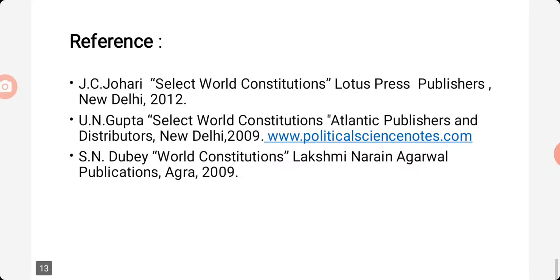References: J.C. Johari's Select World Constitutions, Lotus Press Publishers, New Delhi 2012. U.N. Gupta's Select World Constitutions, Atlantic Publishers and Distributors, New Delhi 2009. S.N. Dubey's World Constitutions, Lakshmi Narayan Agarwal Publications, Agra 2009.